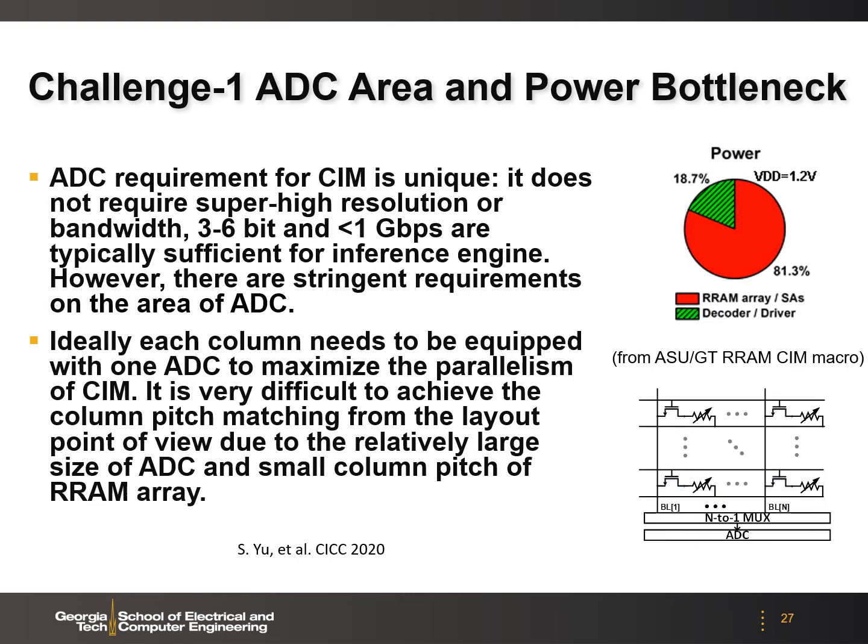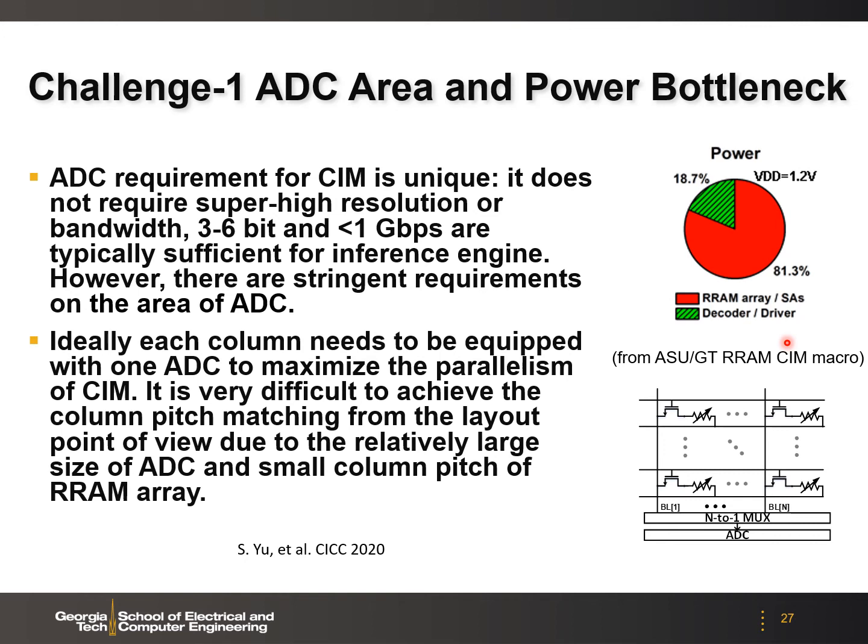The first challenge is the ADC overhead. As we see from our prototypes, the ADC consumes significant area and also the power consumption of the total chip. But the ADC requirement is unique for the computing memory. It does not need super high resolution. For example, 3-bit to 6-bit are typically enough for maintaining good inference accuracy. But there are stringent requirements on the area of the ADC.